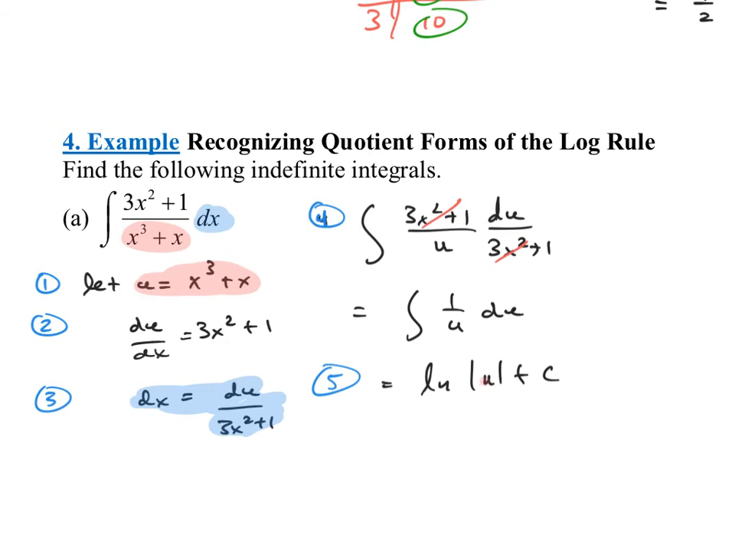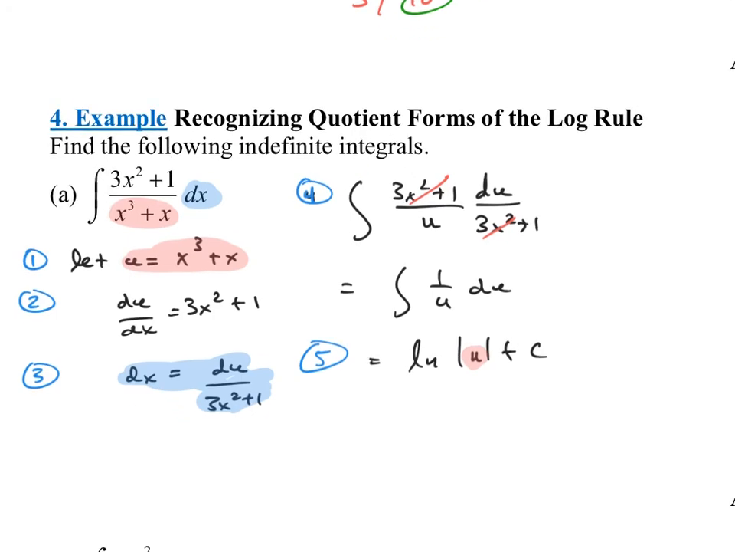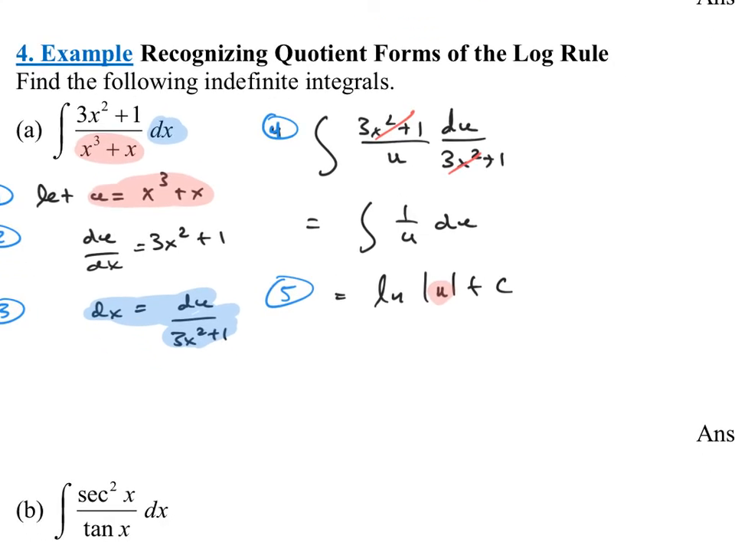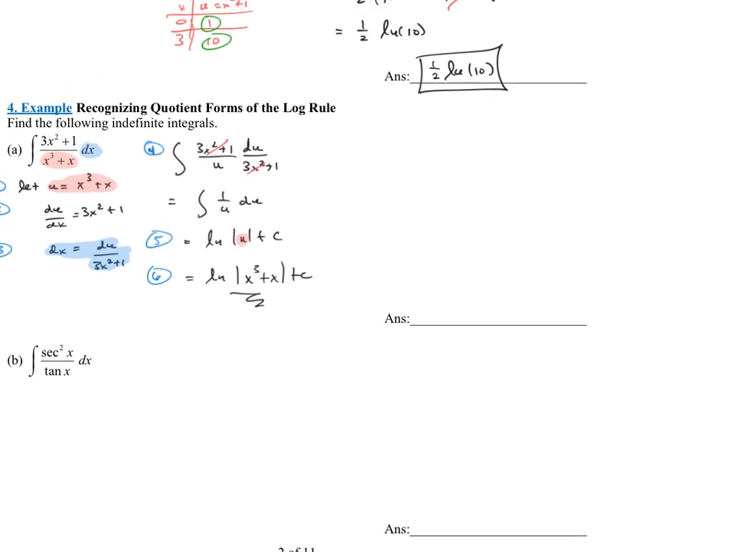And then the last step is just substituting in for that u. Remind yourself that u is equal to x cubed plus x. So on step 6 here, we would have equals natural log of the absolute value of x cubed plus x plus c. That's our final answer. Go ahead and write that down as the answer: natural log of the absolute value of x cubed plus x plus c.